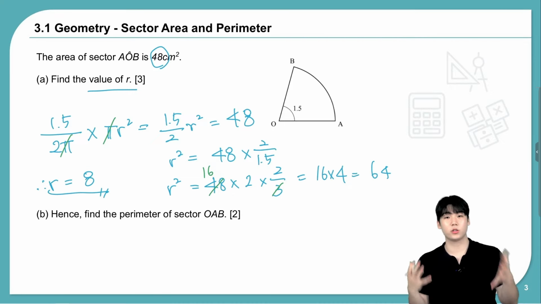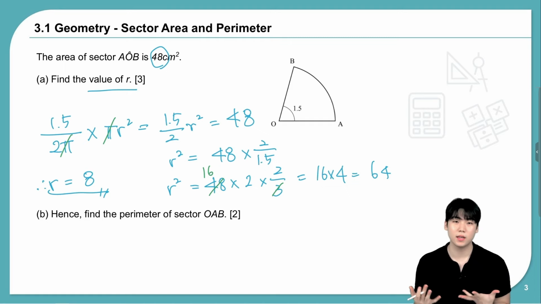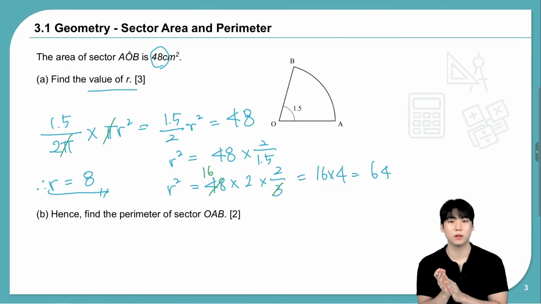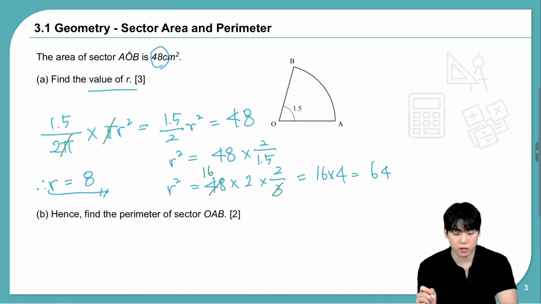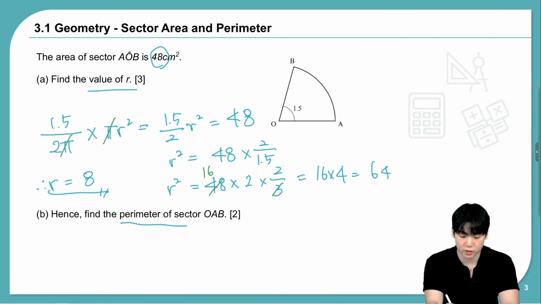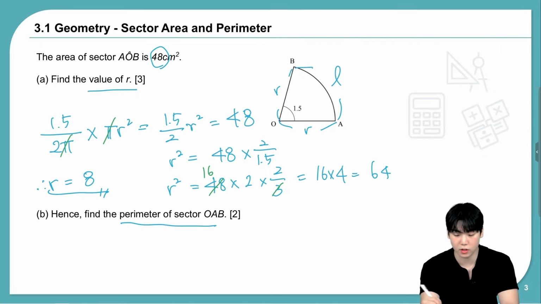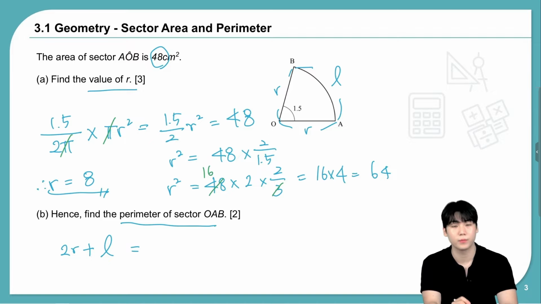Well, r squared is 64, r is plus minus 8, but we omit the minus sign because the radius can't be negative. Let's move on to the perimeter part, where we have to find the perimeter of the sector. So that is, given the radius and the length of the arc, the perimeter is basically 2r plus L. That's what we're looking for.